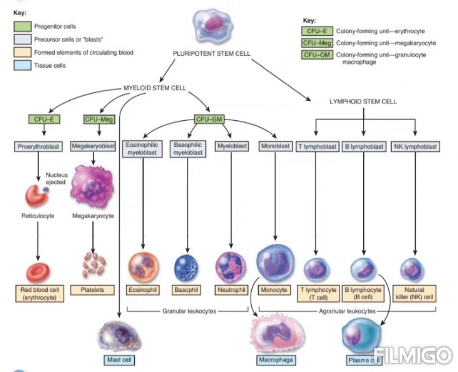Among the WBCs there are granular leukocytes and agranular leukocytes, which we discussed in the previous video. Neutrophils, eosinophils, and basophils come under granular leukocytes, and monocytes, then T and B lymphocytes and NK cells come under agranular leukocytes. And the third one is platelets.